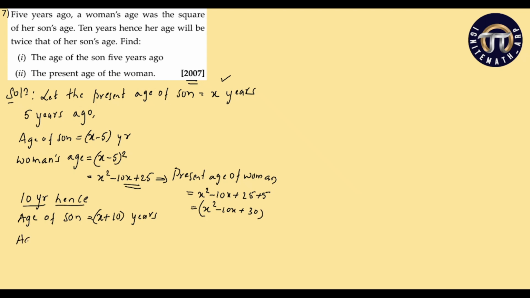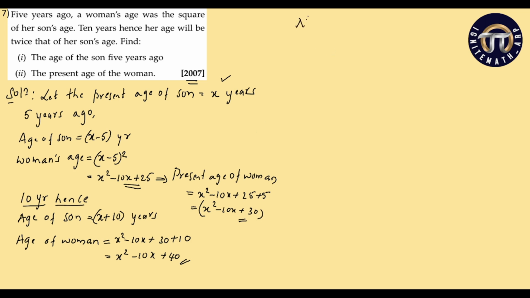Clear? 10 years hence, what will be the age of the woman? The age of the woman after 10 years is going to be 10 years added to the present age, that is nothing but x square minus 10x plus 30 plus 10. Clear, children? So this is going to be x square minus 10x plus 40. This is going to be the age of the woman after 10 years.